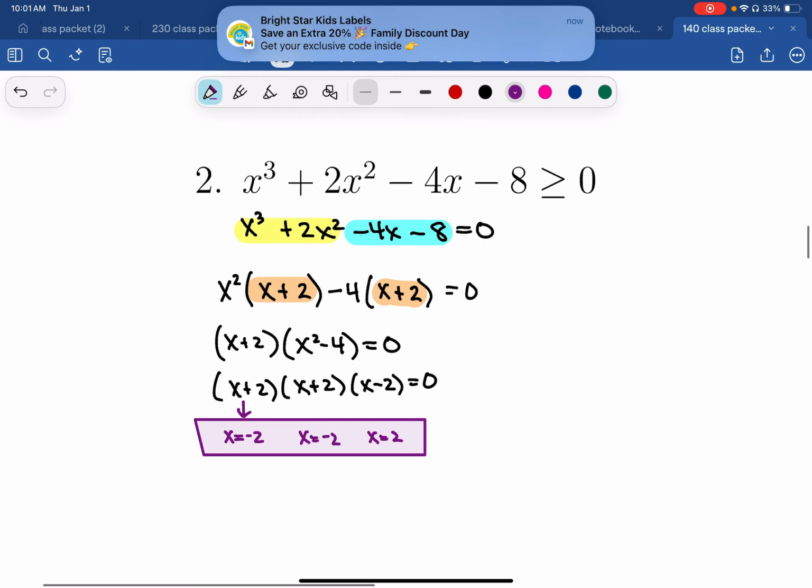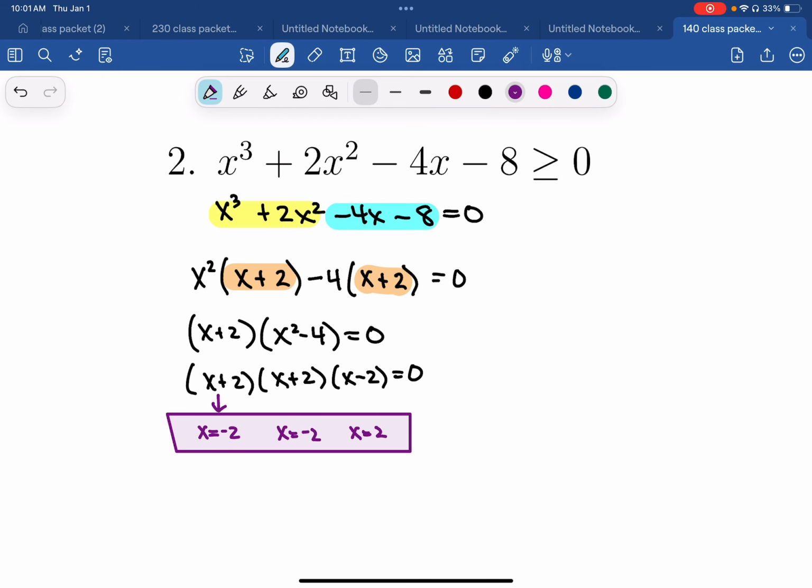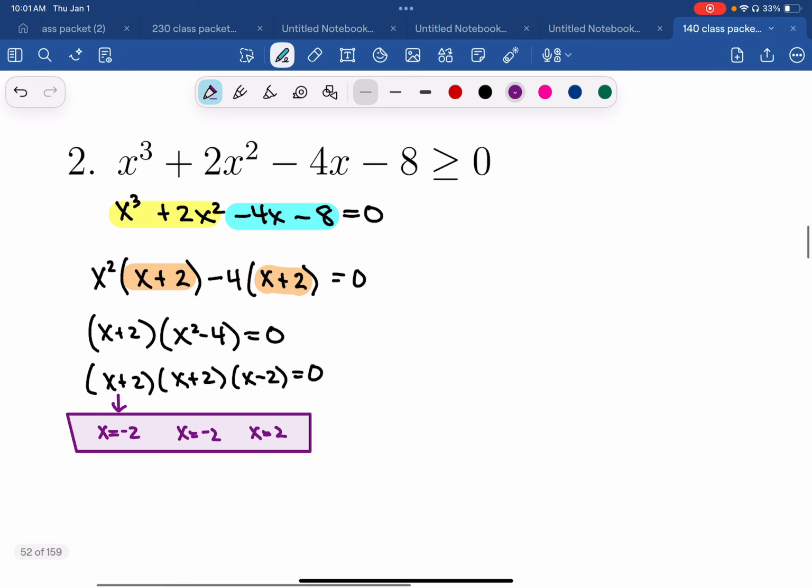Now, something to note here is that our inequality is greater than or equal to. So that means that all of the solutions that I find here are solutions in and of themselves. Okay, so negative 2 and positive 2 are both solutions to this inequality. If it were strictly greater than, these would not be solutions, and this is only going to split up my intervals. But those happen to both be solutions.